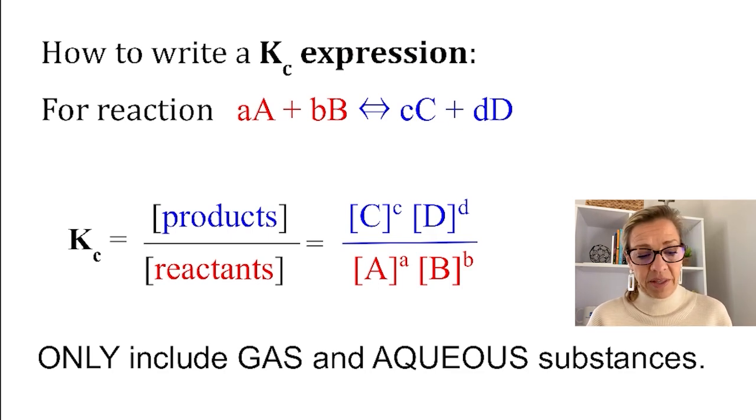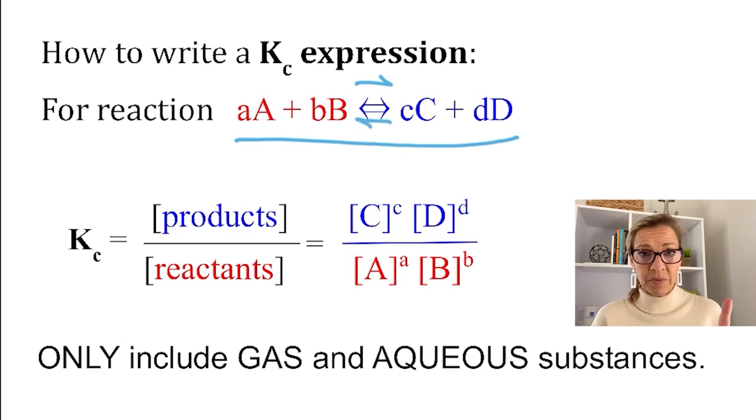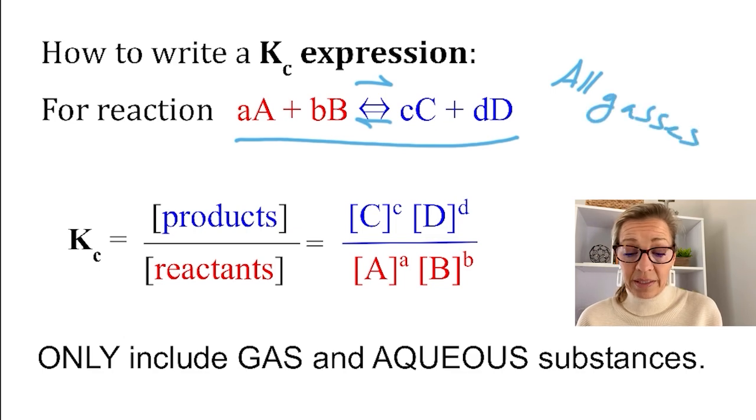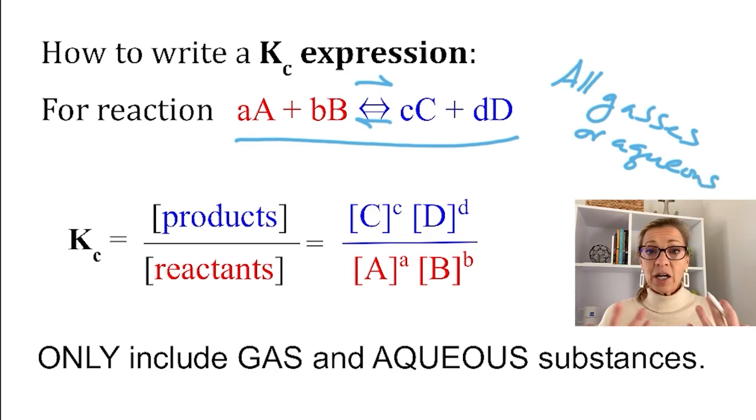So let's say we have this reaction here, A and B going to C and D. And that is reversible, right? We've got arrow this way, arrow that way. So it's a reversible reaction. And let's assume that these are all either gases or aqueous, okay? And so if a substance is a gas or aqueous, we're going to include it in the expression. So on the numerator, on the top, we're going to put the products.